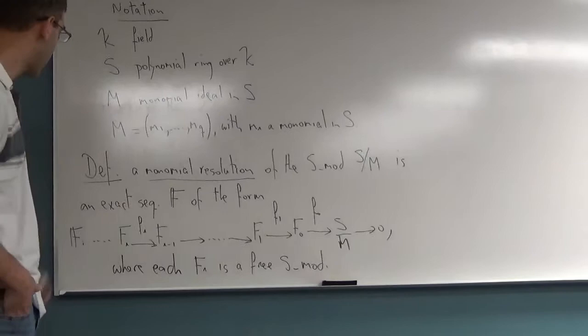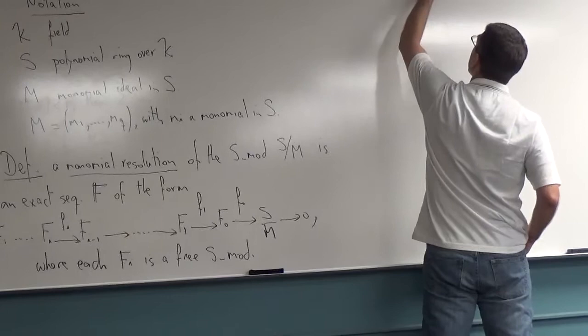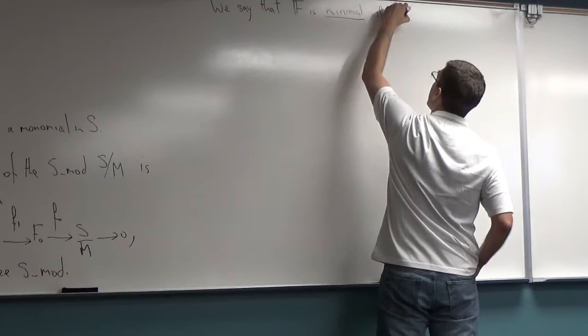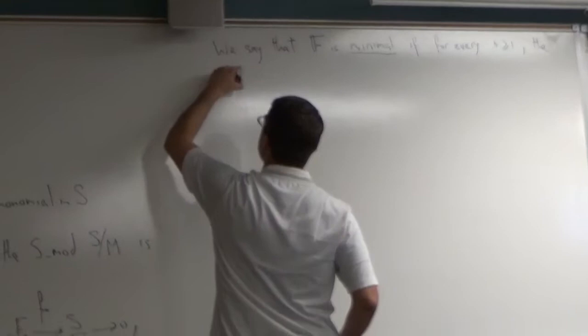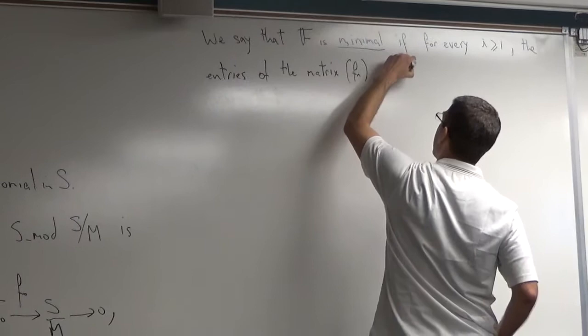Now, there is a second definition, which is closely related to this one, and it's the definition of minimal resolution, or minimal monomial resolution. Here it is. We say that F is minimal, or a minimal resolution, if for every positive i, the entries of the matrix associated to the map Fi are non-invertible.